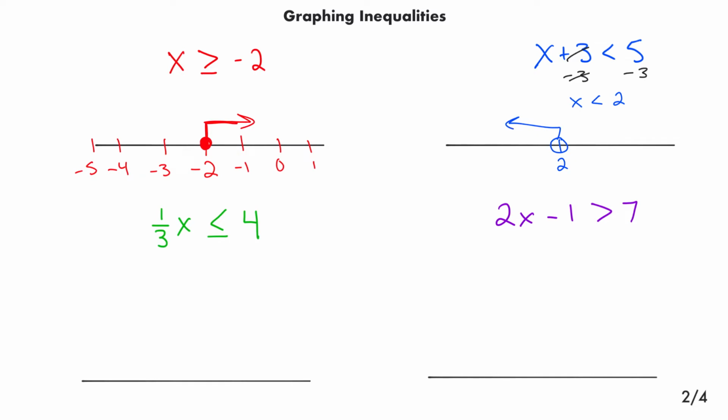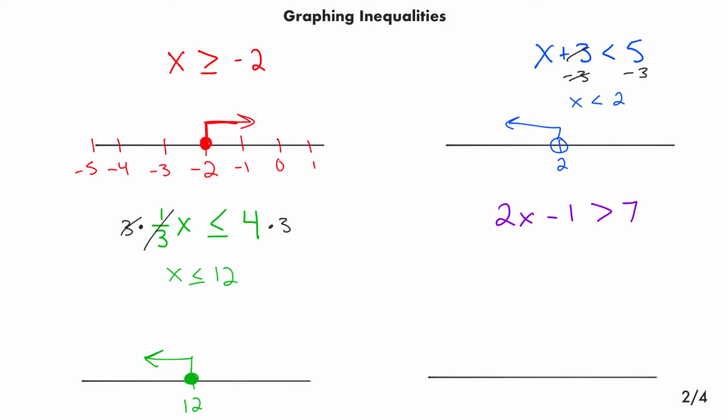Number 3. I got to get rid of that 1/3. The way I get rid of it, multiplying both sides by 3. That 3 and that 1/3 will eliminate, and I am left with x is less than or equal to 12. Because it's a less than or equal to sign, it includes 12, so I'm going to put a closed dot. I'm looking for numbers that are smaller than 12, which is to the left. Done.